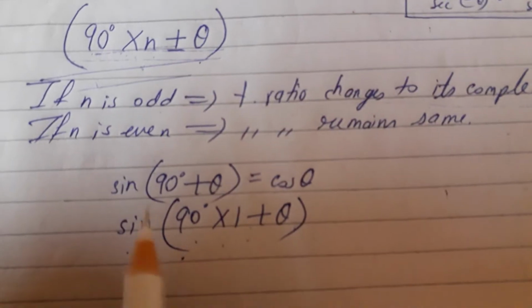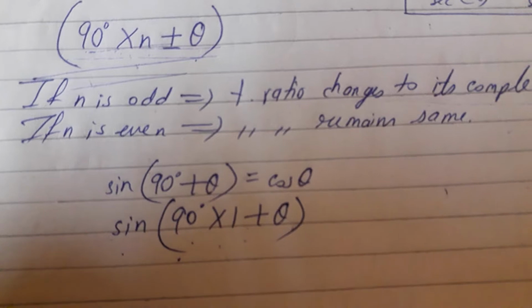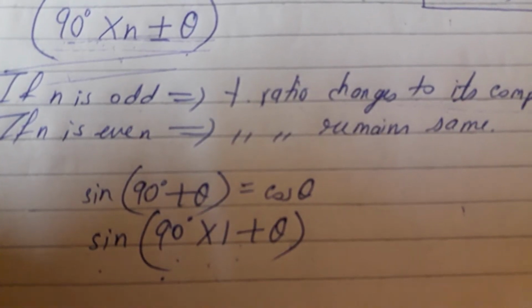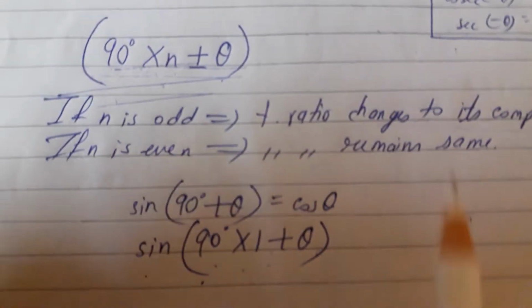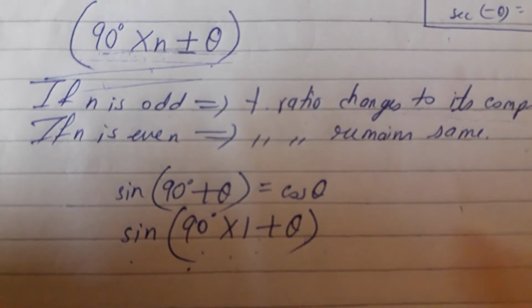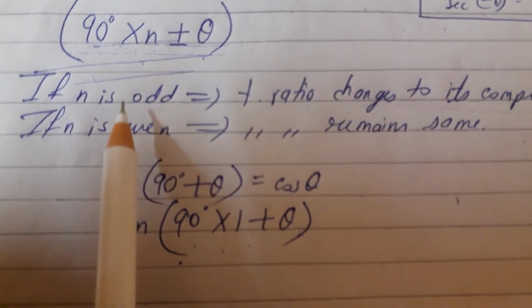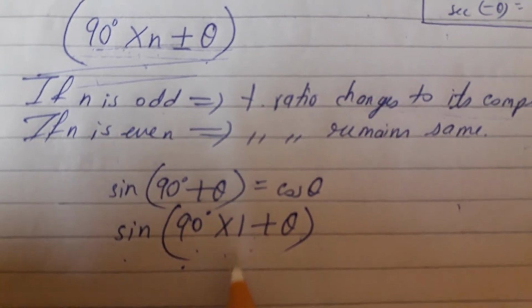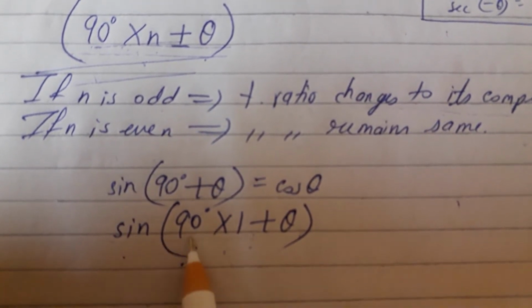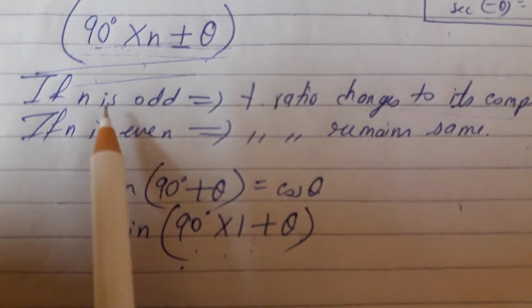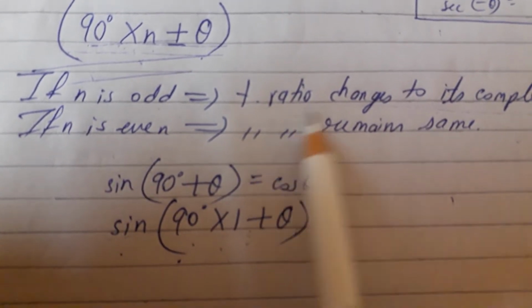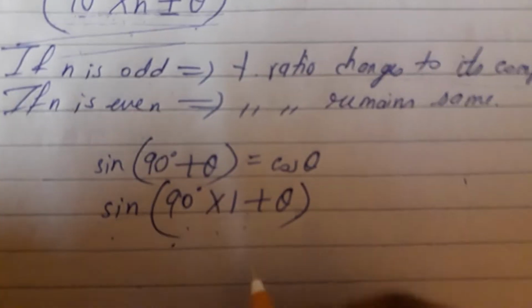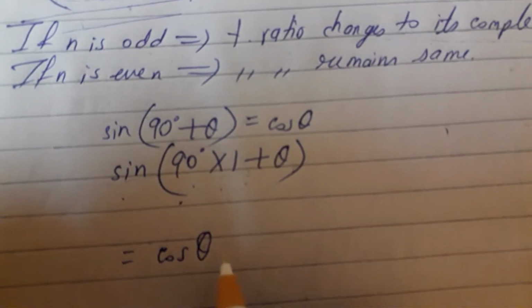Now you see, you have to first determine the function, in which function you have to write the answer, and for that reason you have to see the n, whether n is given odd or even. See here, you can see here that 90 into 1 is here, so 1 is odd number, so the trigonometric ratio, this mother function, changes to its complement, that is cos theta will be your answer.